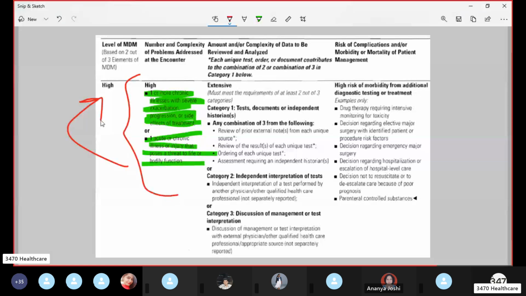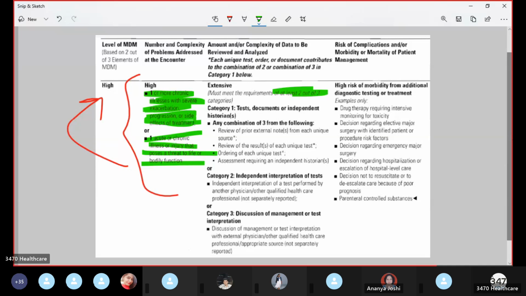Okay. Then B table. Already we discussed the B table. In that, three categories, any two categories met. Two out of three categories. One out of three means it is moderate. Two out of three means it is high.